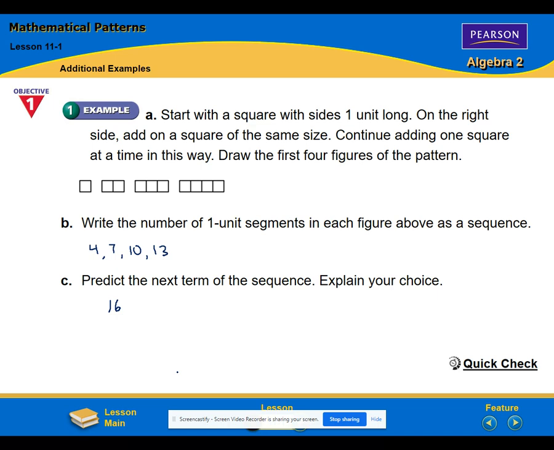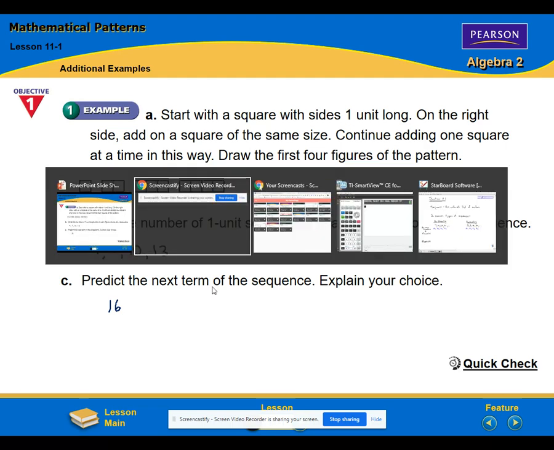For that reason, I would consider 4, 7, 10, 13 to be slightly more complicated than that. The first term is 4. The next term is 3 more than that, and then 3 more than that, and then 3 more than that. And 16 then is 3 more than that. This is an arithmetic sequence.